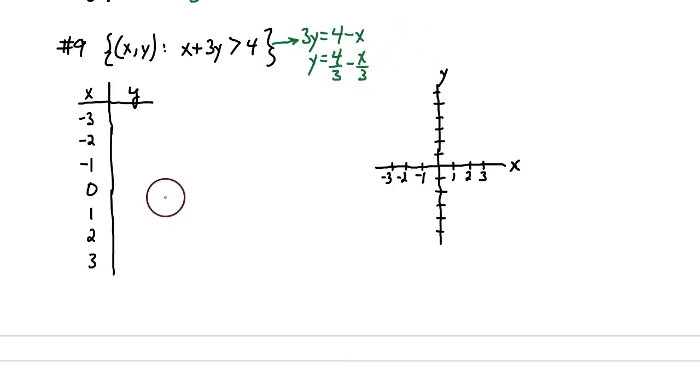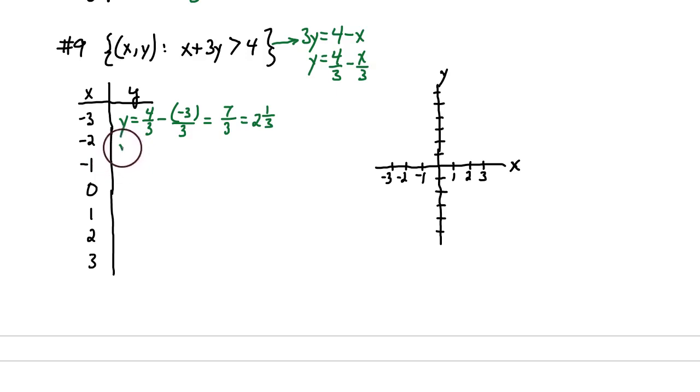Now we can solve for y. y equals 4/3 minus -3 over 3. Let's figure out this answer. A negative changes to plus. 4 plus 3 is 7/3, and this is the mixed number 2 and 1/3.